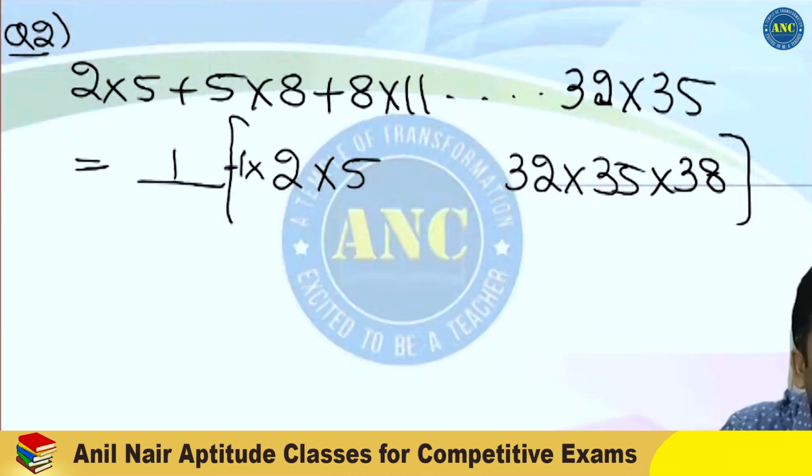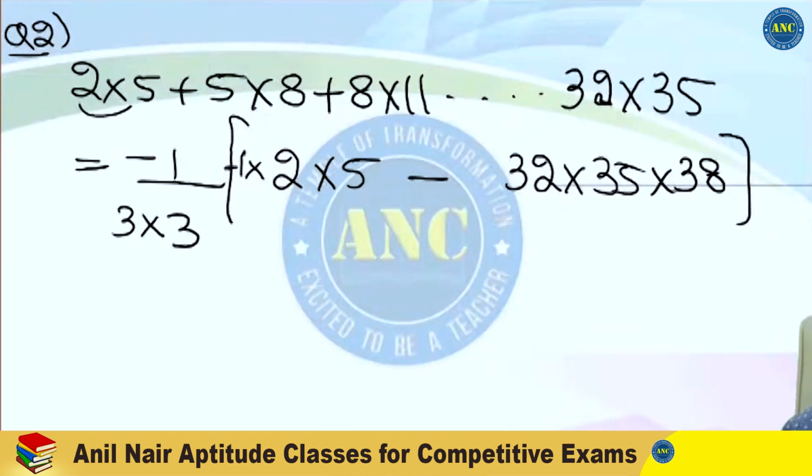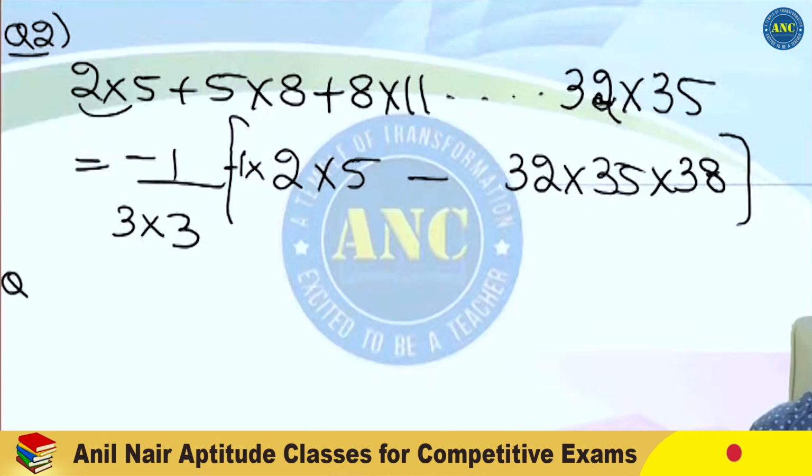1 by the difference between the numerical values, which is 3. Two numerical values are becoming 3. Minus, minus. Are you all with me? So 2 into 5, 5 into 8, 8 into 11, and so on up to 32 into 35. I hope the idea is clear.